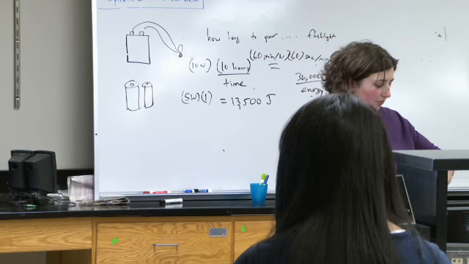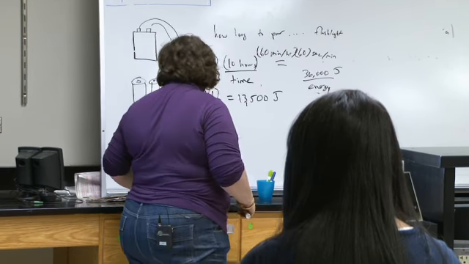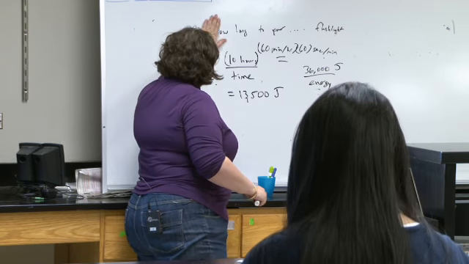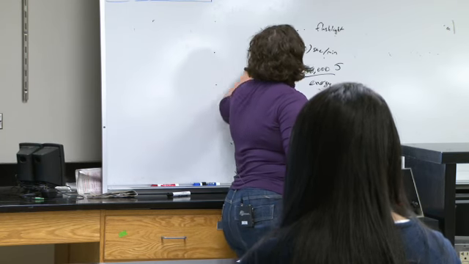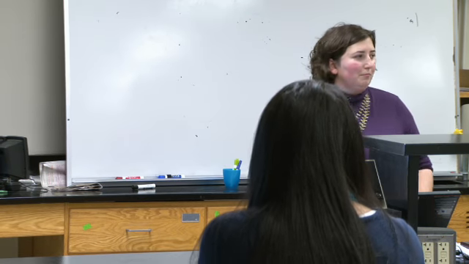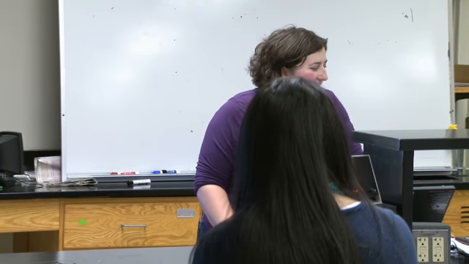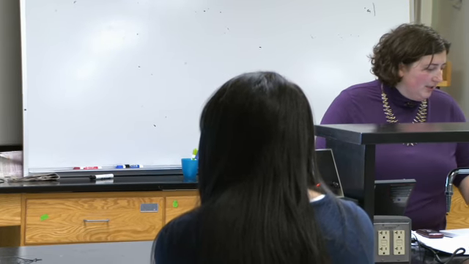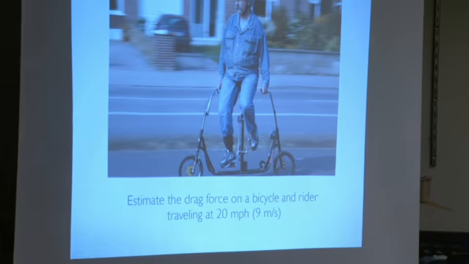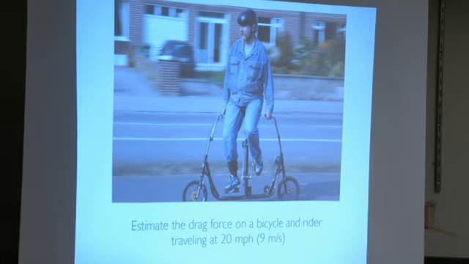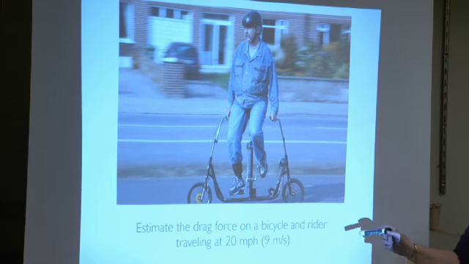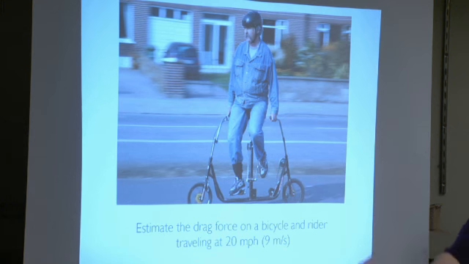Okay, so now we're going to do a harder estimation together, and then we're going to take a break. Because I know 3 hours is an incredibly long time to sit on uncomfortable chairs in a poorly laid out classroom. So how do you want to approach this bicycle problem? I'm sorry? Oh, yeah. So this is: estimate the drag force on a bicycle and rider traveling at 20 miles per hour, and I gave you a little help. That's 9 meters per second.